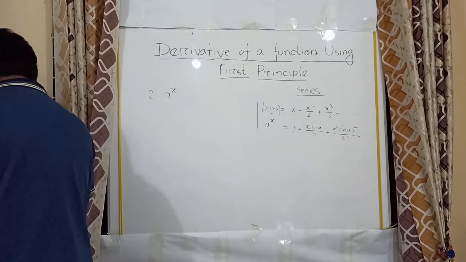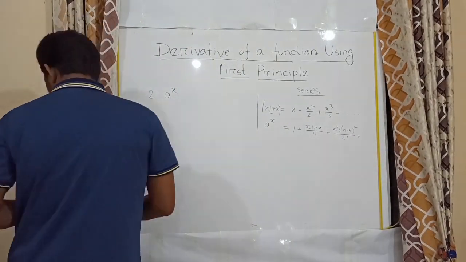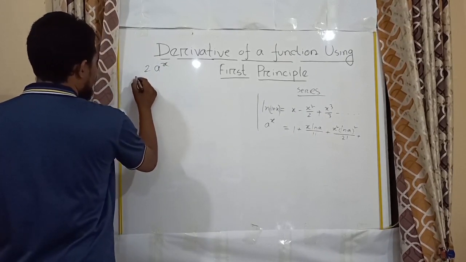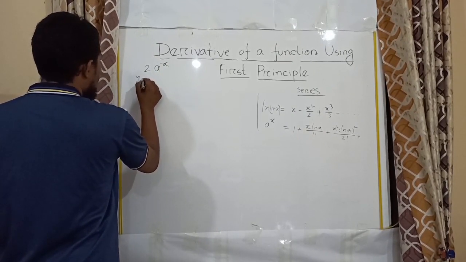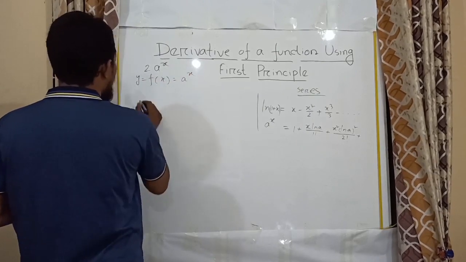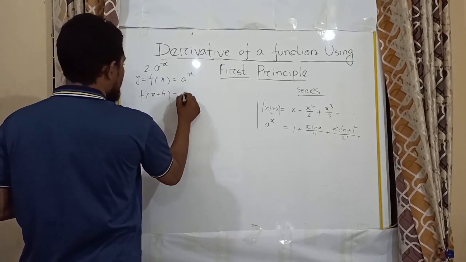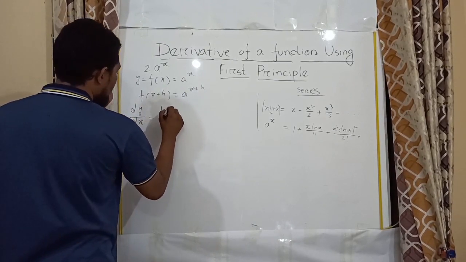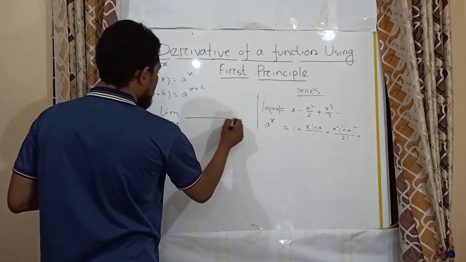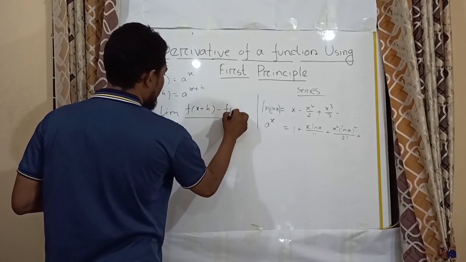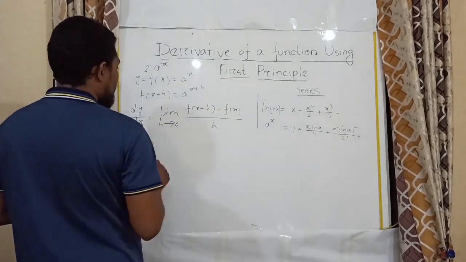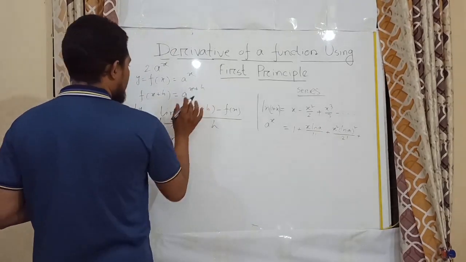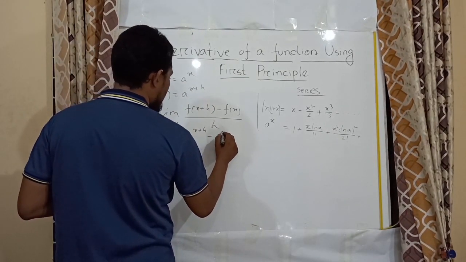So now I'm going to number 2. Here, number 2, I'm writing up our function. So I'm writing y equals f of x equals a to the power x. So f of x plus h equals a to the power x plus h. Our rule was dy/dx equals the limit h tends to 0 of f of x plus h minus f of x divided by h. Now we will substitute the results: a to the power x plus h minus a to the power x, divided by h.